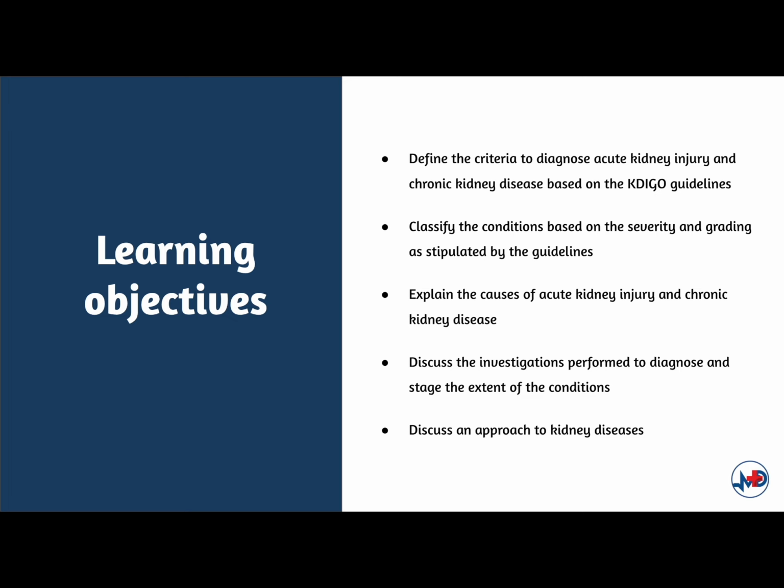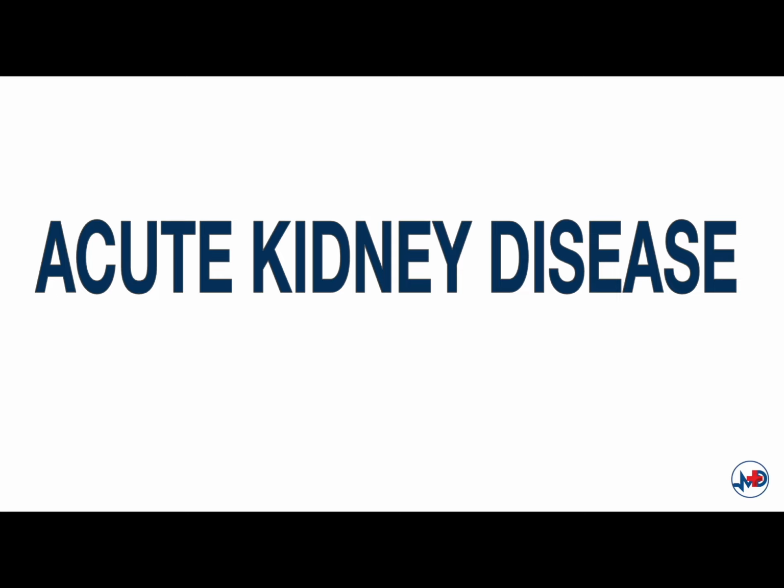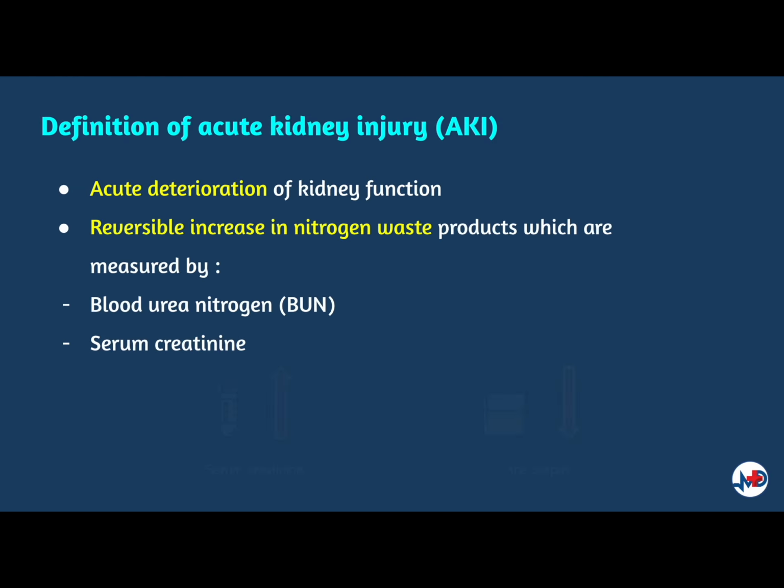Let's get started. First, we will look at acute kidney injury. Acute kidney injury refers to the acute deterioration of renal function, clinically manifesting as a reversible acute increase in nitrogen waste products, which are measured by blood urea nitrogen and serum creatinine levels over the course of hours to weeks.